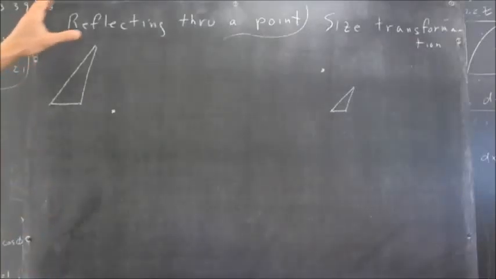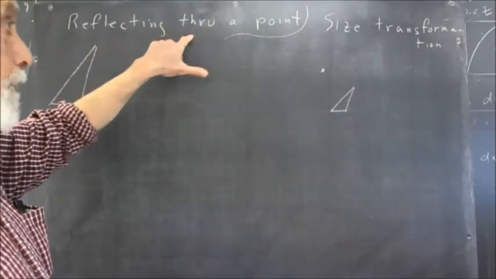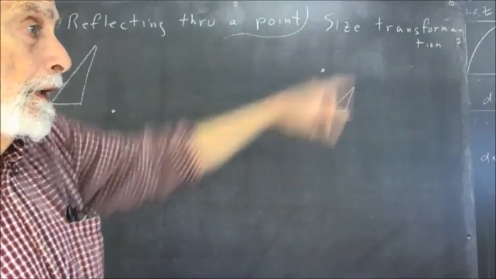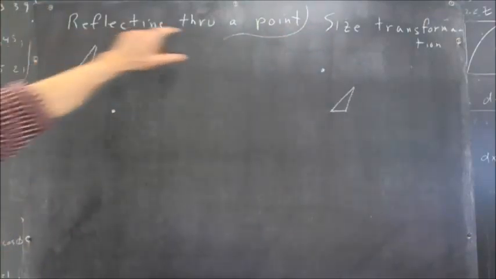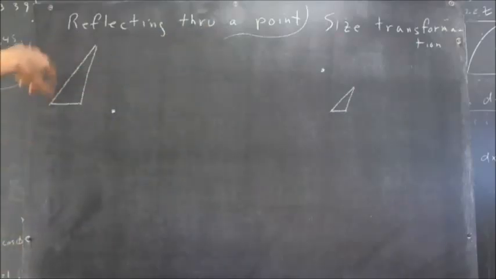Okay, we want to talk about two things. One is reflecting through a point, which is pretty straightforward, and the other is a size transformation we'll talk about in a minute. We'll start with reflection through a point. Here I have a triangle, here I have a point.